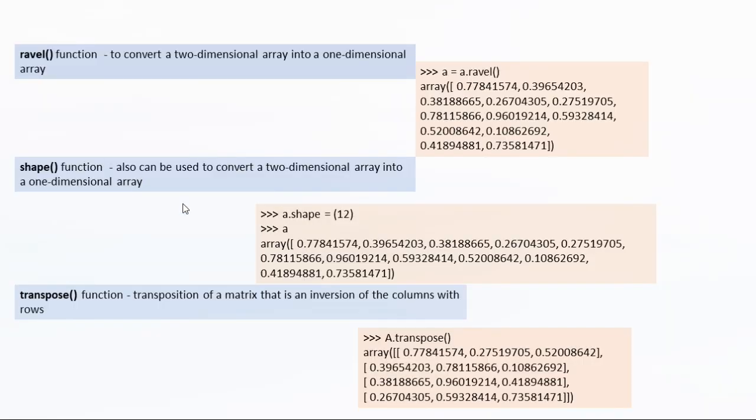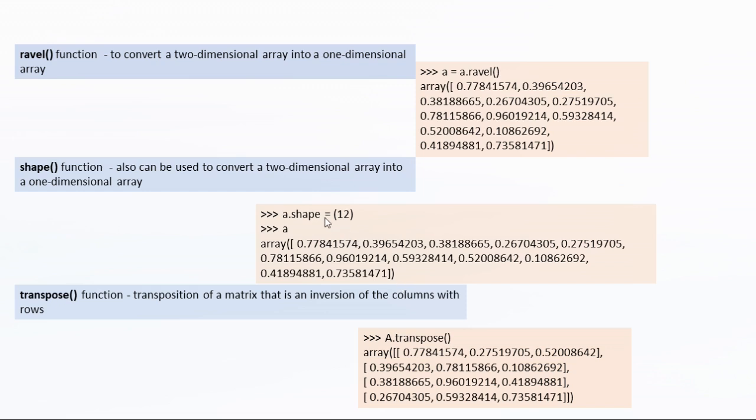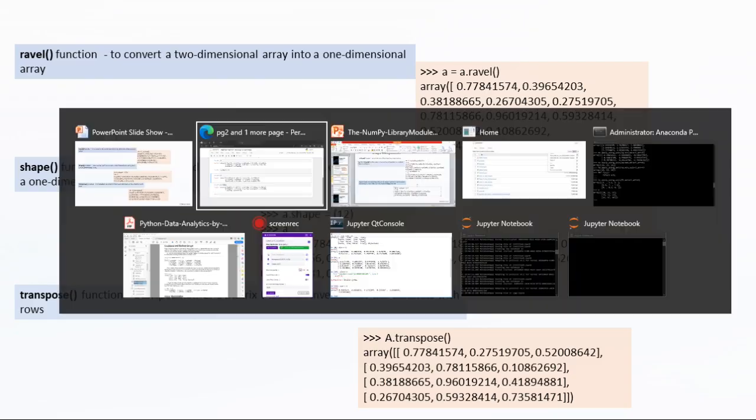Now there is one more function, called the shape function. The shape function is also used to convert a one-dimensional array into a two-dimensional array. I saw shape here as well, right? So the difference is what value you give it. If you give it two values, it will be converted into two dimensions. If you give just one value, it will convert it into that dimension. So shape is basically going to reshape that array to whatever index you give. It doesn't mind whether it's two-dimensional or one-dimensional.